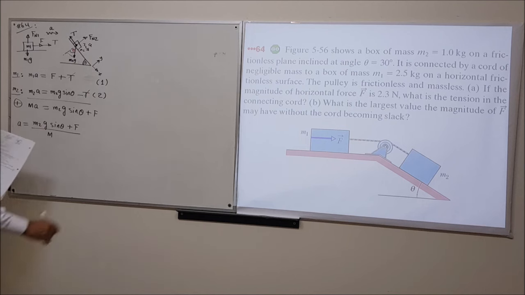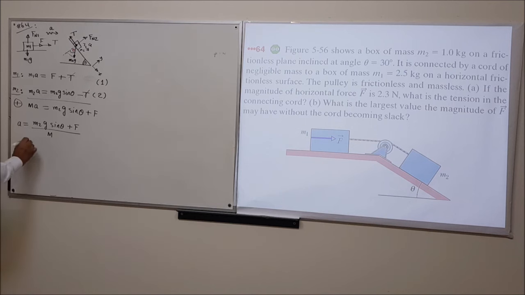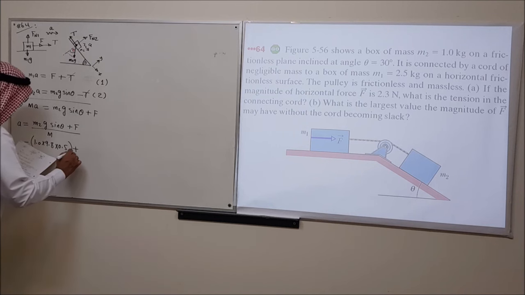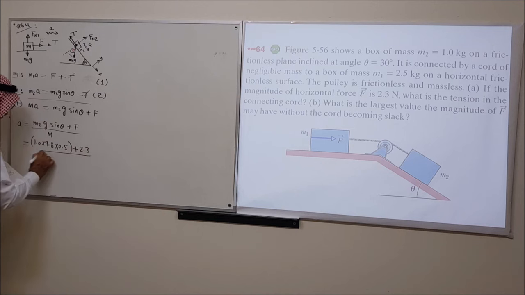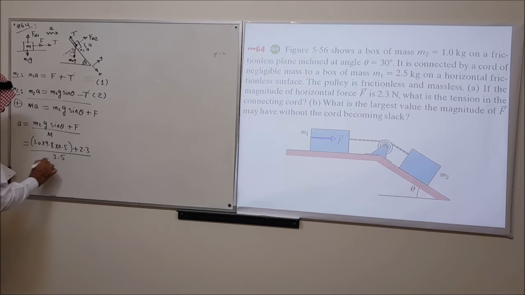which will be equal to M2, the mass on the incline, which is equal to 1 kilogram, times 9.8, theta is 30 degrees, right? Sine of that is 1/2, plus the applied force, which is equal to 2.3 newtons, and all of that is divided by the total mass, which is 2.5 plus 1, that will be 3.5. So the acceleration of the system is 2.1 meters per second squared.